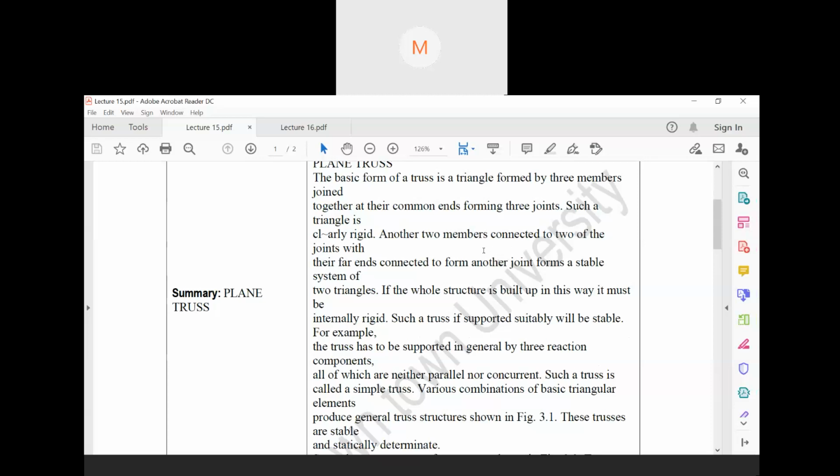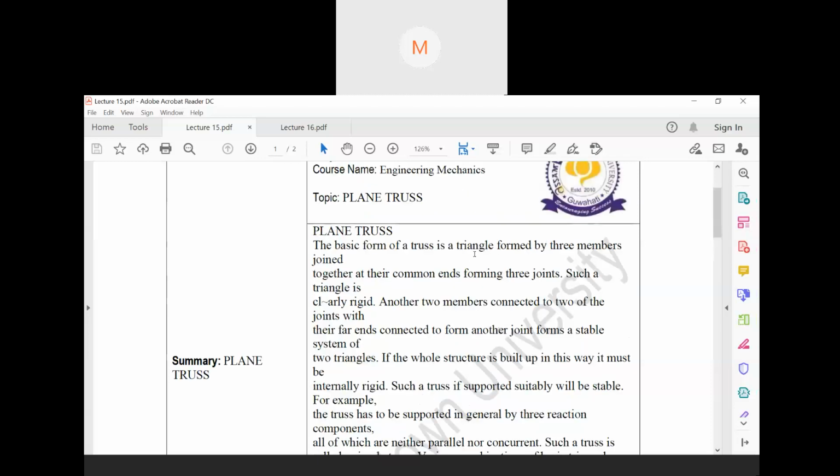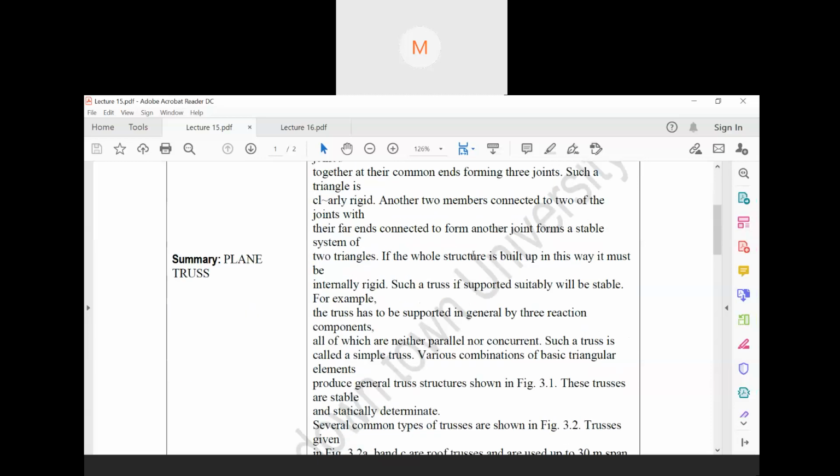So in this way, a truss can be defined as a structure that is made up of frames. If it is made up of frames, then it is a combination, and eventually these frames are joined together and they form a rigid structure. This is how we define a truss.